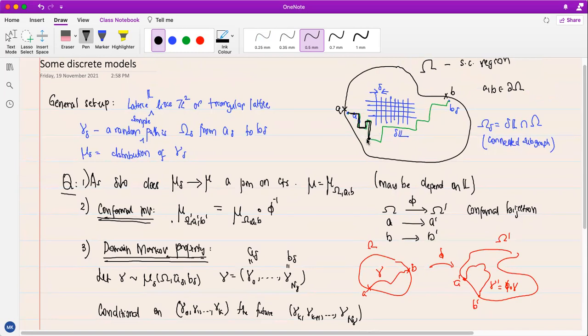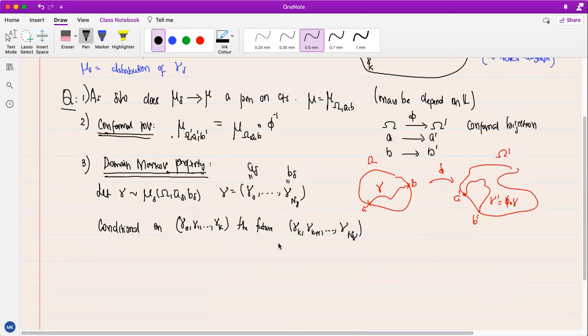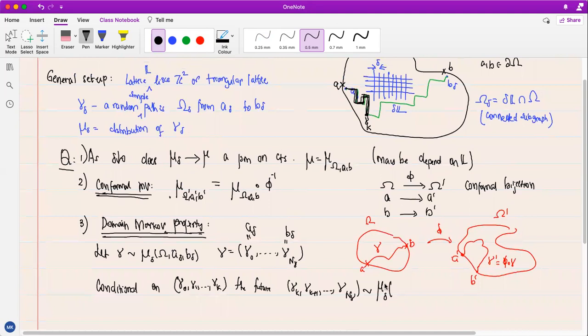It is a path joining gamma k to B delta, but since I originally assumed all my paths are simple, it is also constrained to stay within not only omega delta, but it's also not supposed to hit the already existing part, gamma 0 up to gamma k. So this one has the same distribution as mu delta in this, a path in omega delta, but subtracting the initial segment, gamma naught up to gamma k.